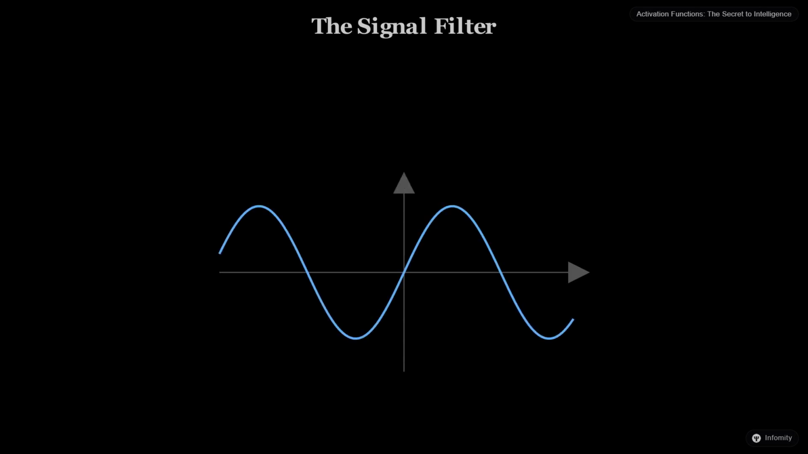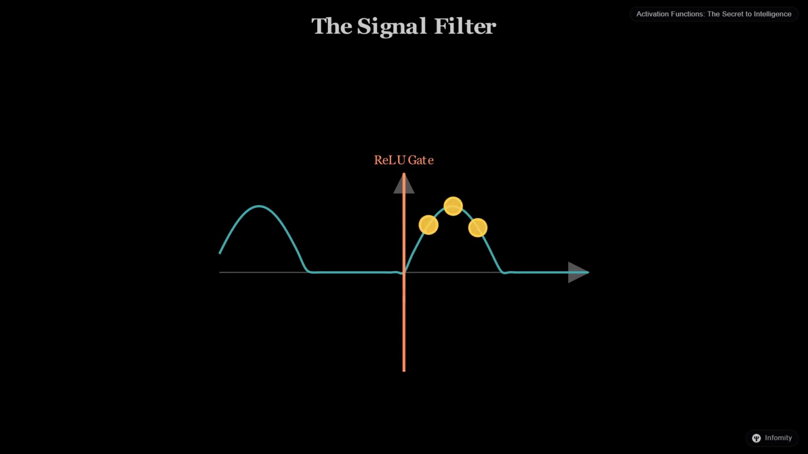Activation functions also act as filters. Think of a security guard at a gate who only lets people through if they have a specific ticket. Some functions completely block negative signals and only allow positive ones to pass. By deciding which neurons should fire and which should stay silent, the network becomes much more efficient.